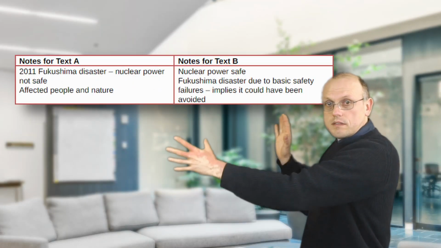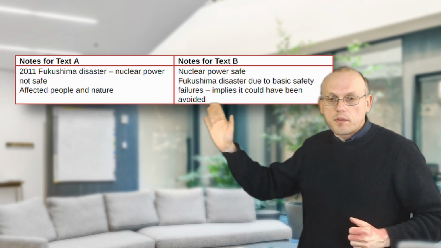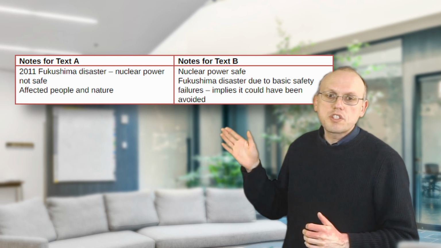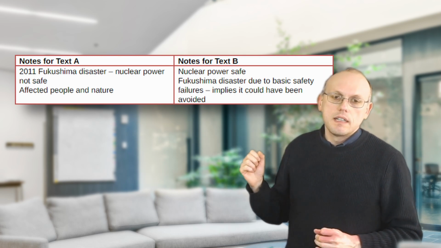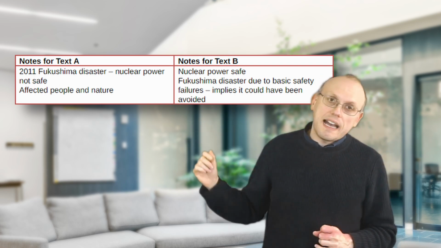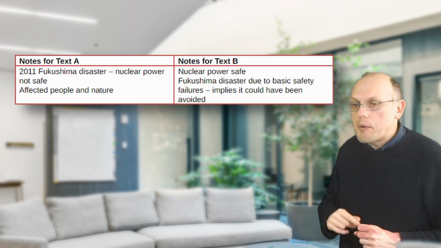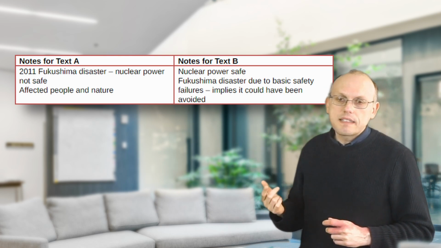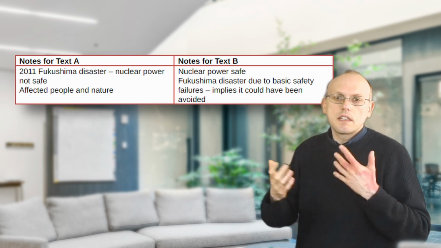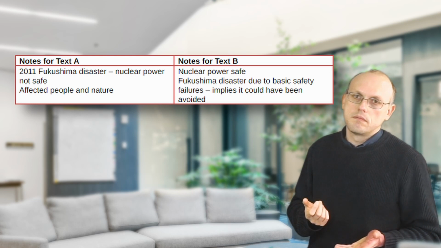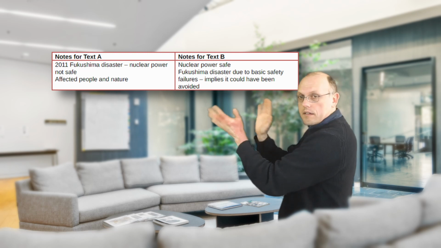These are my notes. This is an example of my notes. My notes for text A. What I identified for text A is the 2011 Fukushima disaster. Nuclear power is not safe according to text A. And that affected people and nature. What I identify in text B is, well, the opposite. Nuclear power is safe. And it says that the Fukushima disaster is due to basic safety failures. So that implies it could have been avoided. Right. So these are my notes. Now I need to compare my notes.